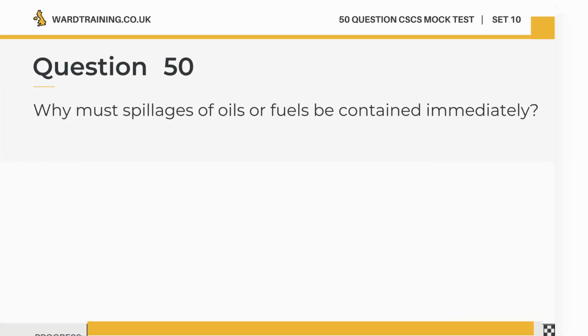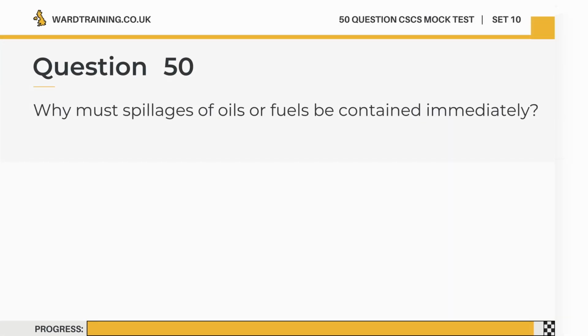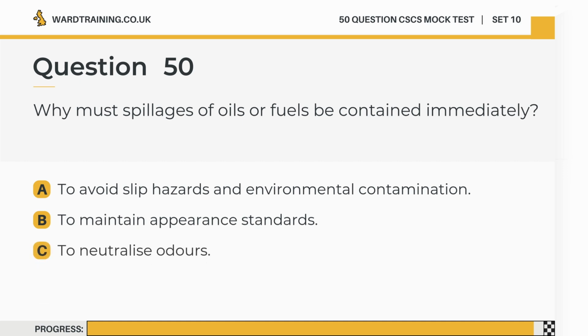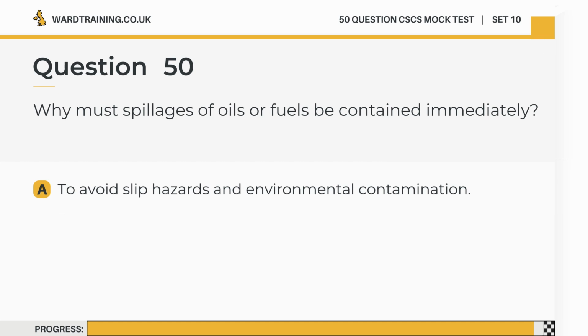Question 50. Why must spillages of oils or fuels be contained immediately? A. To avoid slip hazards and environmental contamination. B. To maintain appearance standards. C. To neutralize odors. D. To speed up disposal. The correct answer is A. To avoid slip hazards and environmental contamination.